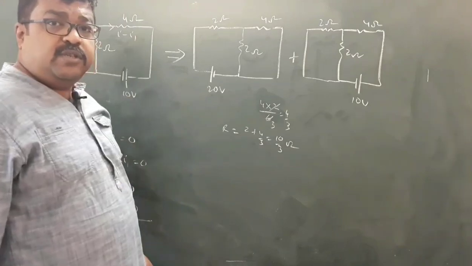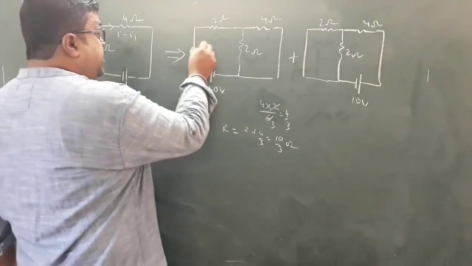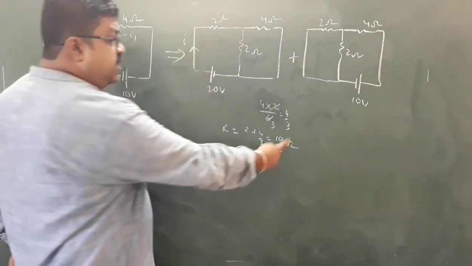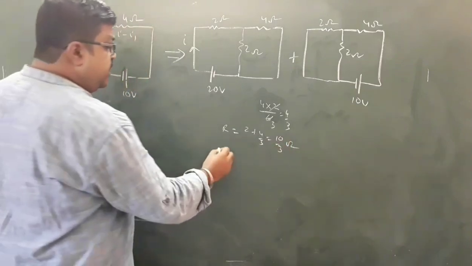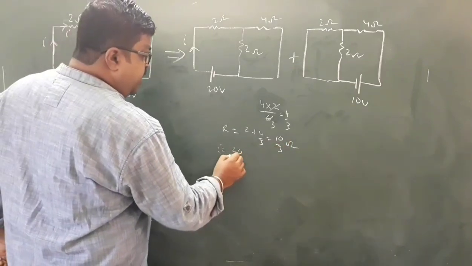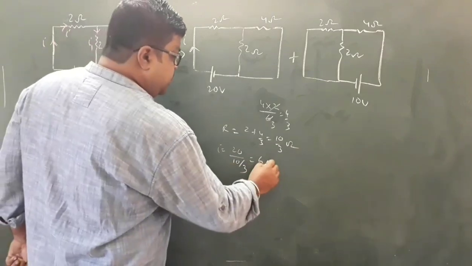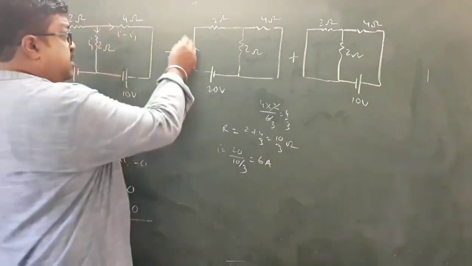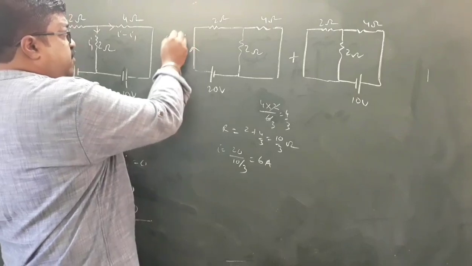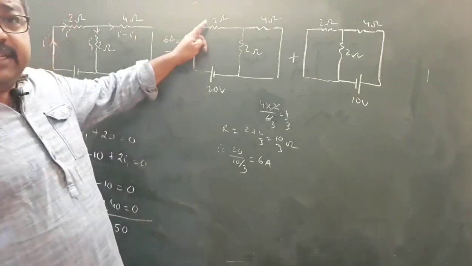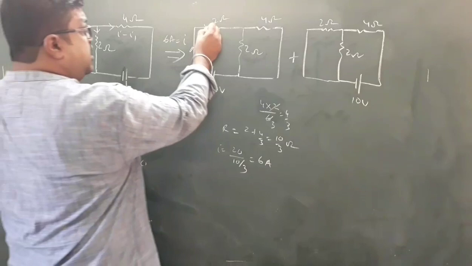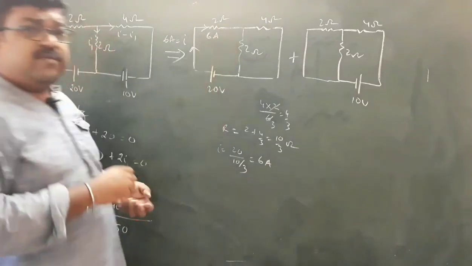Now the potential source is 20 volt. So if I is the current flowing through this, with the total resistance, that gives I is equal to 20 divided by 10 by 3. So that is equal to 6 ampere. So that means the total current which is flowing from this cell is 6 ampere. So through this resistance 6 ampere current is flowing.